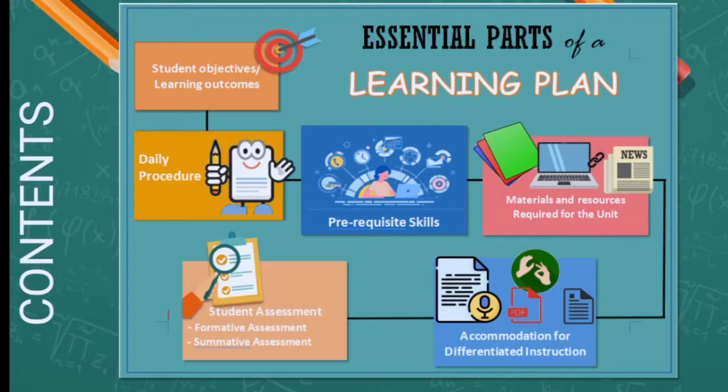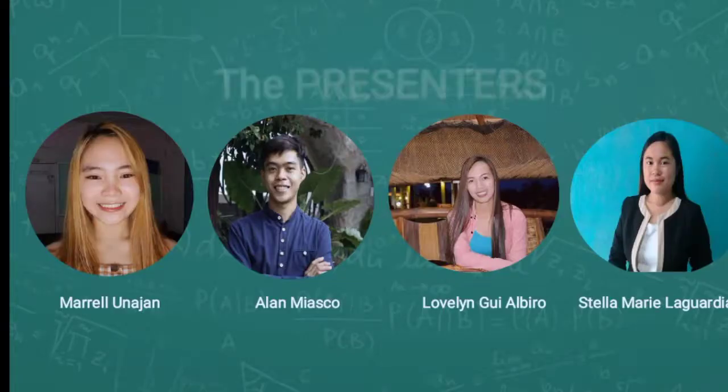According to what we have read, there are 6 essential parts of a learning plan. These are, first, the student objectives or learning outcomes. Second, daily procedure. Third, prerequisite skills. Fourth, materials and resources required for the unit. Fifth, accommodation for differentiated instruction. And sixth, student assessment, including the formative assessment and summative assessment.